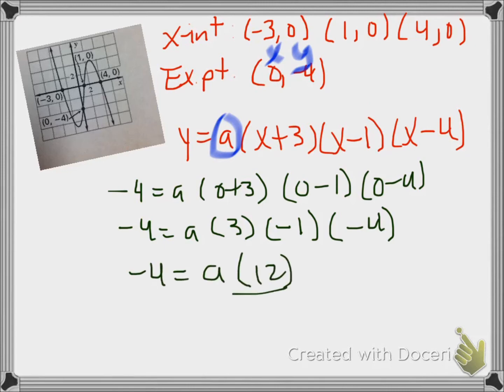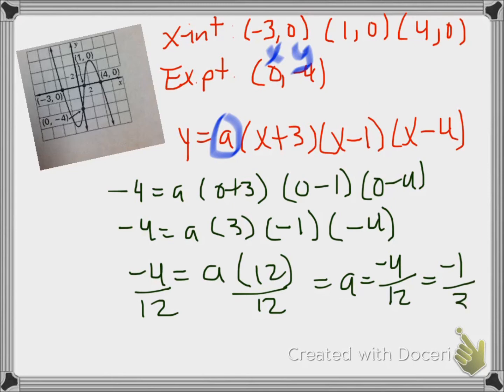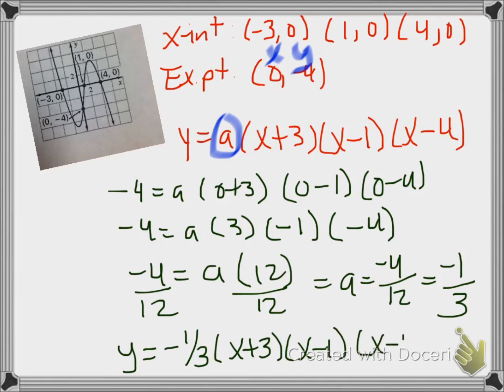Now, once again, to solve for a, we need to get rid of that 12, which means we would have to divide. Now, a is -4 over 12, but that right there, you should be able to notice that you could reduce it. So -4 over 12 reduces by 4 on top and bottom, which gives me a -1/3. Now, this is your a. All you have to do is go back and substitute it up in the top. So we're rewriting it. Y equals -1/3, x plus 3, x minus 1, and the x minus 4. So this is what you do when you get it from the graph.